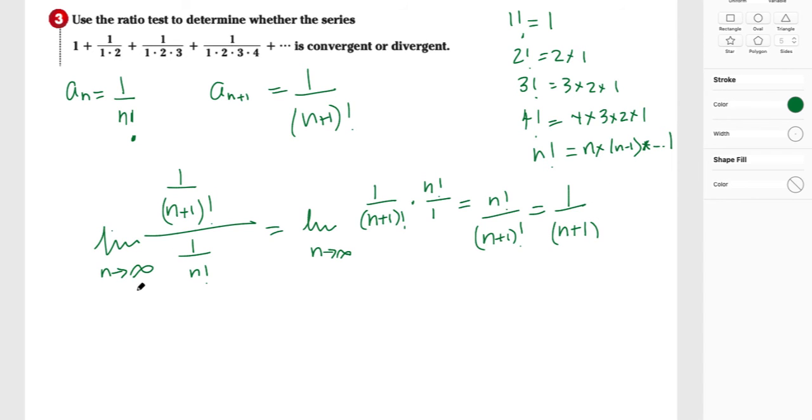As n goes to infinity, where does this go? Well, as the denominator has a higher degree than the numerator, we know that this thing is going to 0. And so in this case, using the ratio test to determine whether this series is convergent or divergent, since r is less than 1, in this case 0 is less than 1, we can say that this series doesn't diverge, but it converges. It is convergent. There we go.